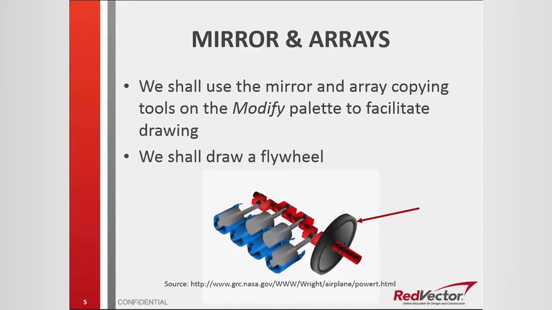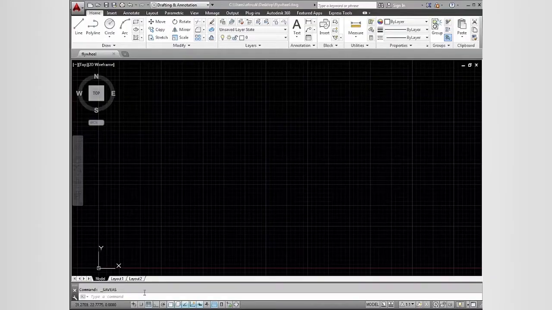So let's go ahead and open a new session of AutoCAD and create a new drawing called Flywheel. First thing we want to do is to set the limits of our drawing. So in the command line, I'm going to type limits, hit enter. And I'm going to accept the defaults for the lower left corner. So I'm going to hit enter.